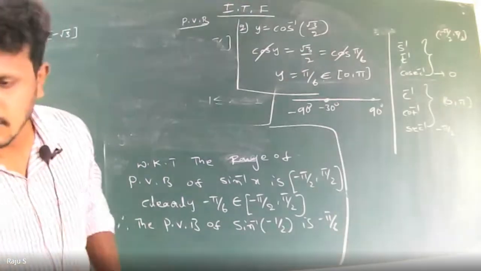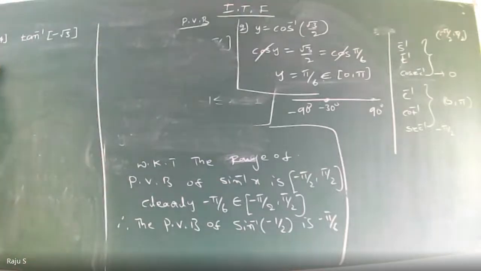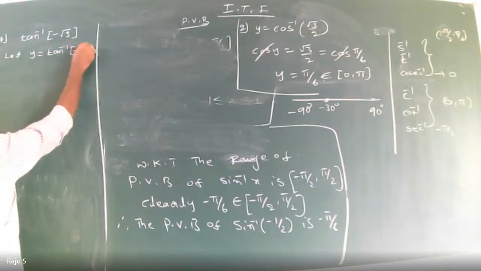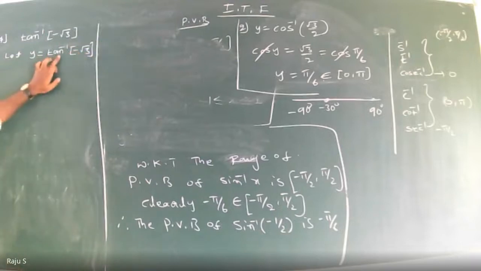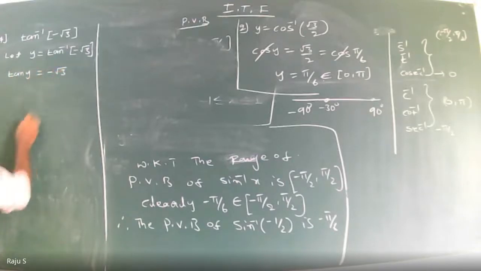This is the fourth. See here, first, what is our procedure? First, let us consider the solution. Let us consider this as y. I am writing each and every step here. y is equal to tan inverse of minus root 3. Next, immediately what to do? Take tan inverse to the left side. So, tan y is equal to minus root 3.